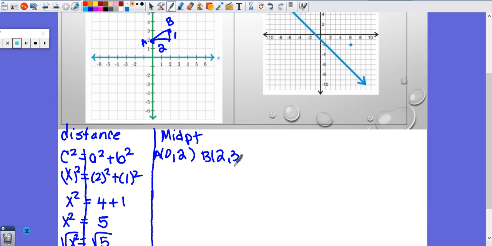That's 2 and 3. So I'm going to go ahead and call this x1, y1, x2, y2. And my formula tells me to take the x's, add them together, and then divide by 2, because the middle means to take the horizontal distance, add it together from one point to this point, divide it by 2, and then take the vertical distance and add it together and divide it by 2. So that's essentially what you're doing.